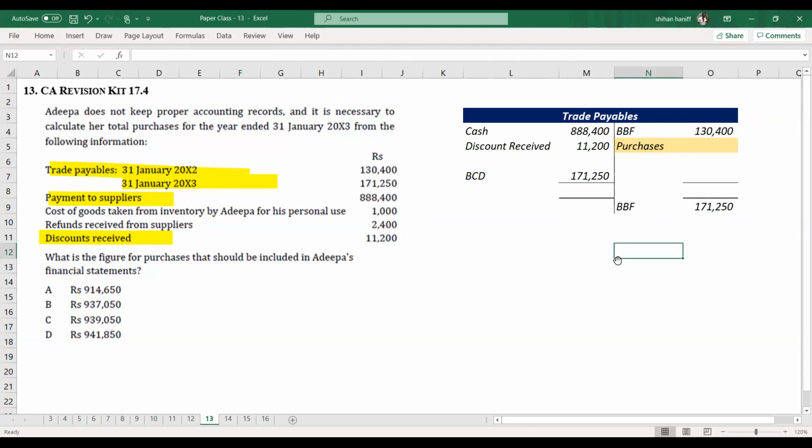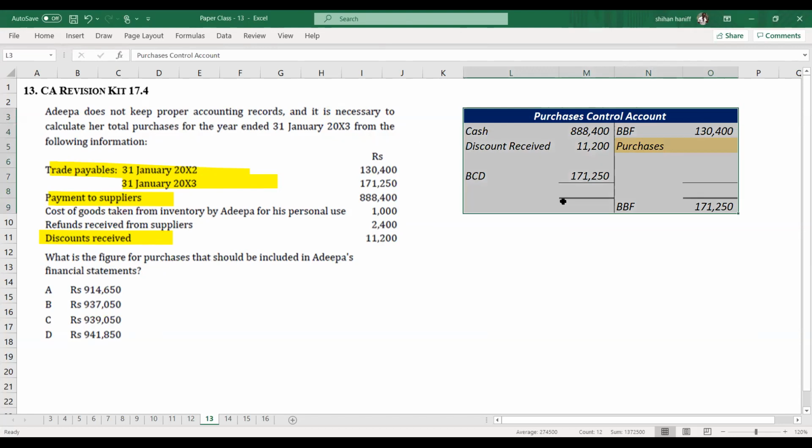Okay, now this is actually without preparing the trade payable control account. What I will do is, now since there are stock drawings and the refunds, we will prepare a control account. It's called purchases control account, similar to the trade payables. So I'll take these two transactions also into the purchases account.